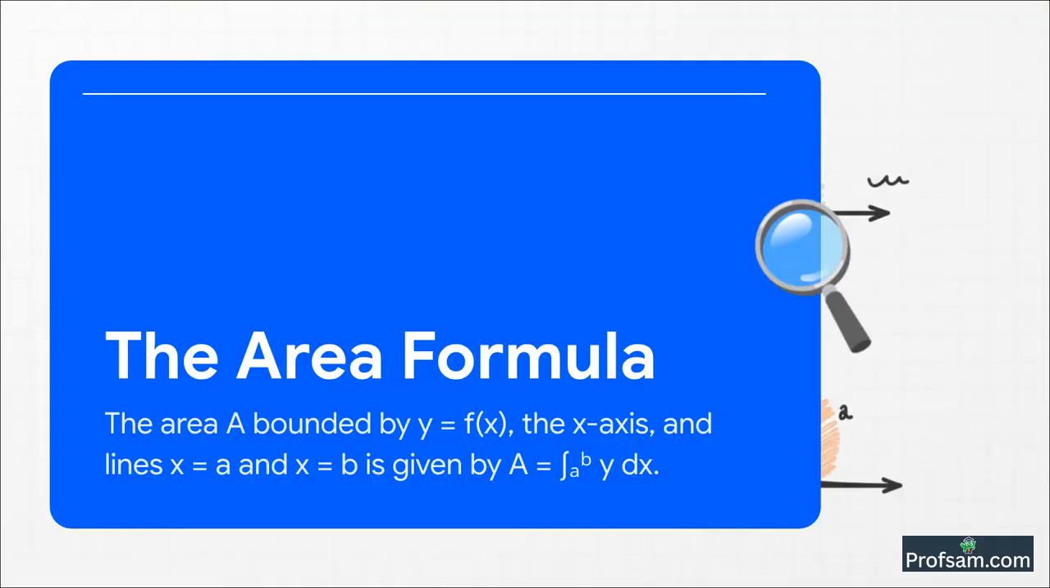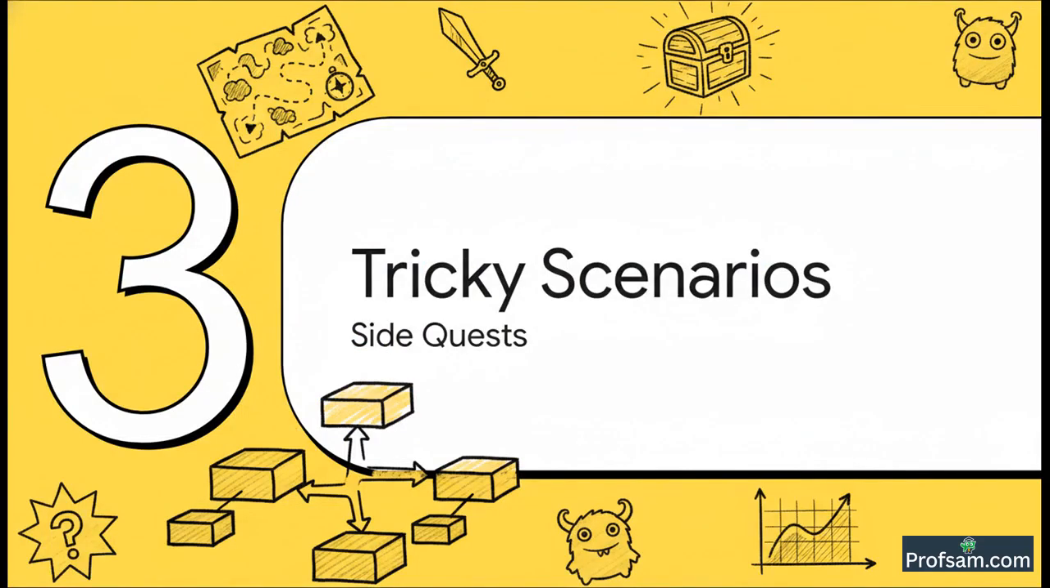And this right here, this is the master formula. You absolutely have to remember this one. The total area, A, is the integral of y dx from a to b. That's it. Here, y is just the equation of your curve, which is f(x), and a and b are your starting and ending points on the x-axis. This is your key.